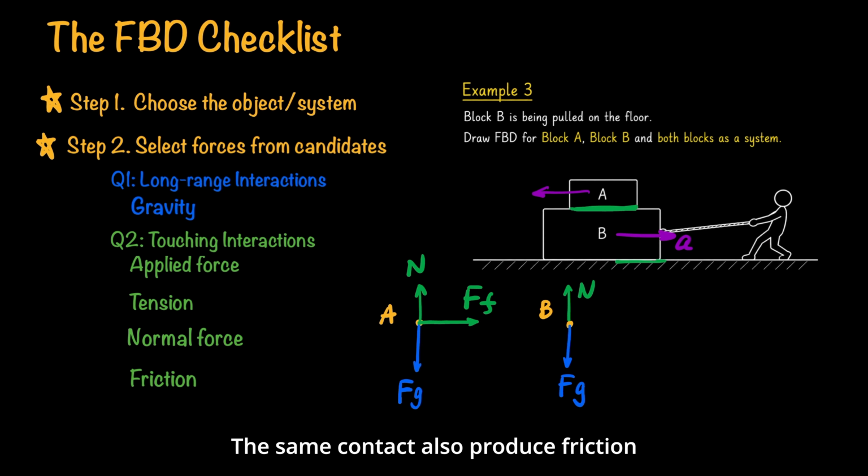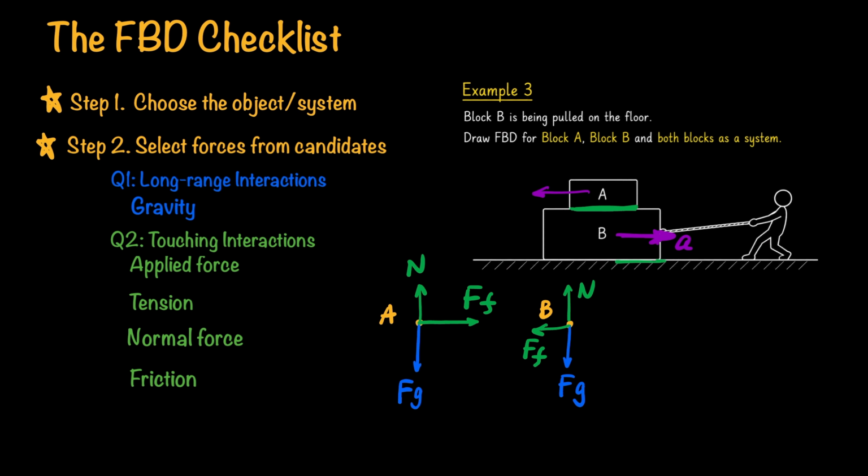The same contact also produces friction. So friction becomes a force candidate. Now we need to determine its direction. Relative to the floor, block B is moving to the right. Friction opposes that relative motion, so the friction force points to the left. Let's keep going. Is anything else touching block B?